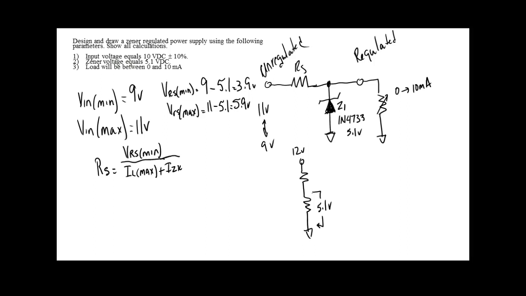Okay, so we're going to come in here and plug this formula in. So the value RS is going to be equal to VRS minimum, so it's going to be 3.9 divided by I the load maximum, which is 10 milli plus IZK. So what's IZK for a 4733? Where are you going to find that information? Okay, on the data sheet.